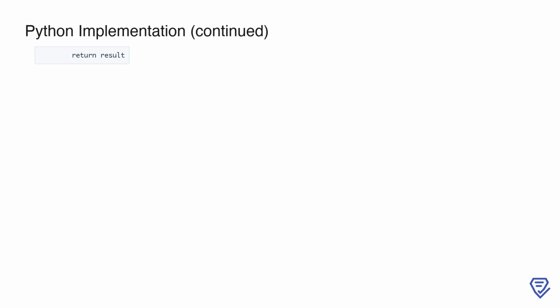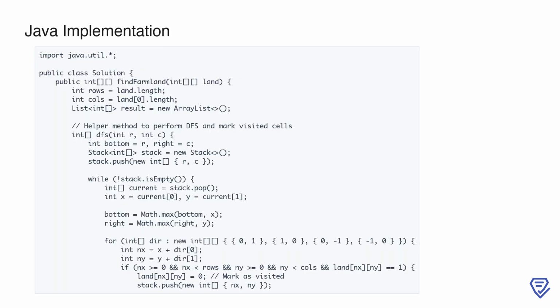In this implementation, we start by defining the findFarmland method, which takes a 2D array, land, as input. The variables rows and cols store the dimensions of the input grid, and we initialize a result list to hold the coordinates of farmland groups.